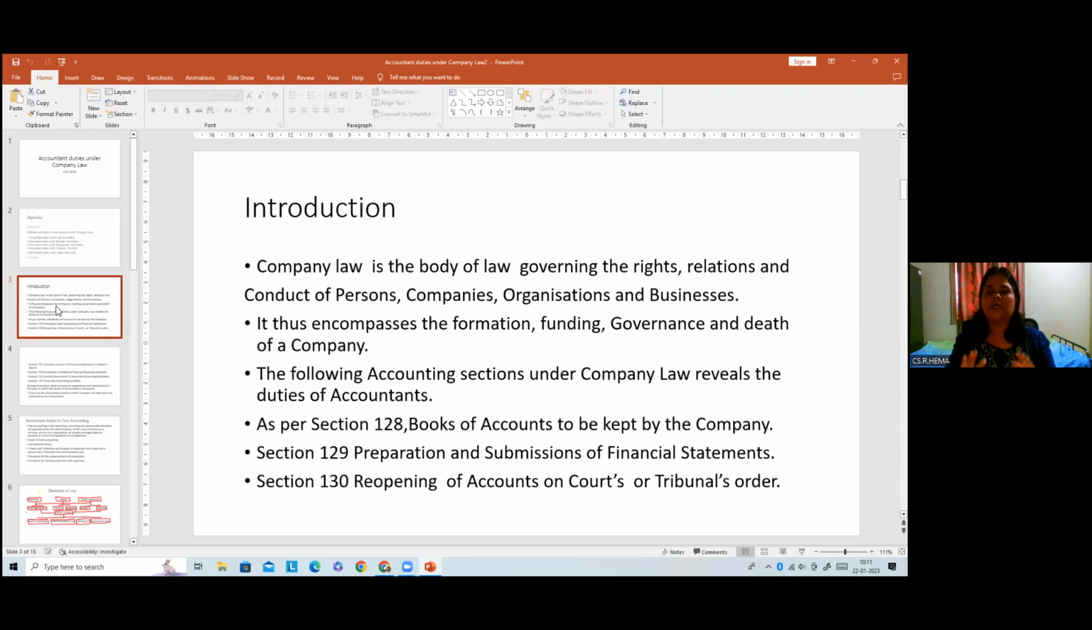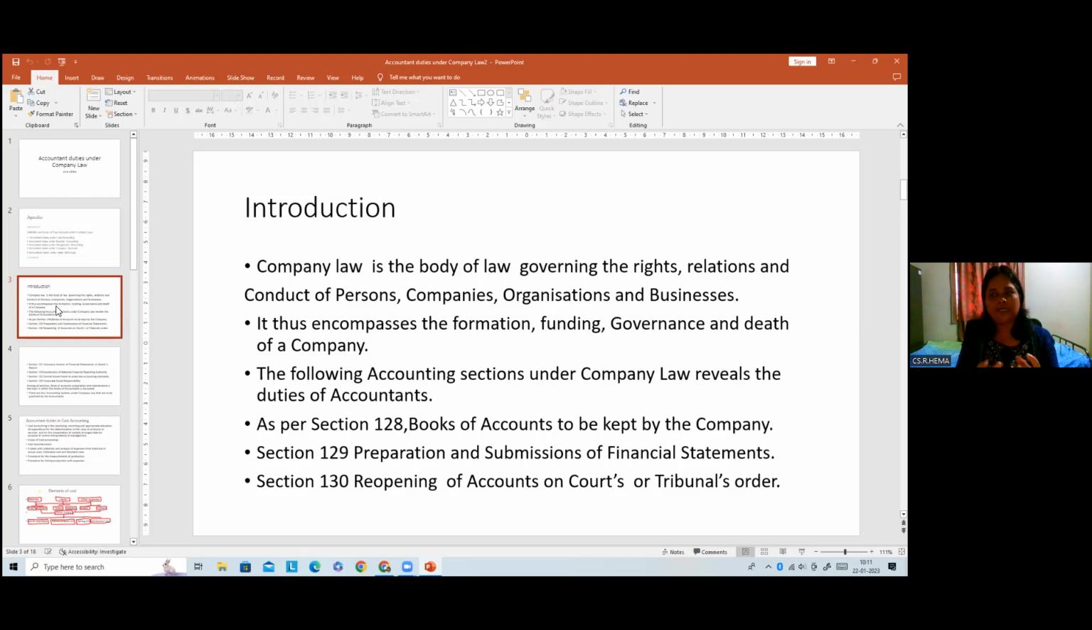professionals. It is a new topic that has been introduced in the company secretary's view. All company secretaries completing 10 years of service can do that insolvency course, and they become insolvency professionals. For winding up of a company or reviving of a company, an insolvency professional should do that work. So the following accounting sections under company law reveal the duties of the accountants.